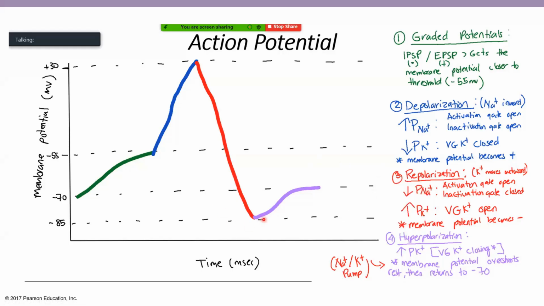So hyperpolarization is the overshooting of the resting membrane potential. This is because potassium channels are still closing. So as they are still closing, the membrane potential is lower than -70. And then when they all eventually close and the sodium potassium pump starts reestablishing the resting membrane potential, that is when we get back to -70. So definitely understand how the sodium potassium pump plays a role here as well. Not just in establishing the resting membrane potential to begin with, but really just correcting the changes of the membrane potential that are seen after the action potential is over.